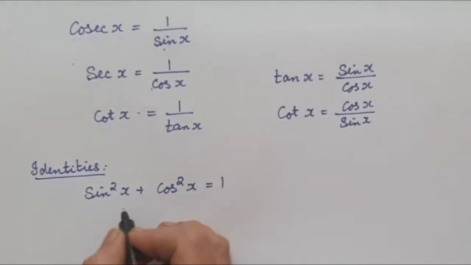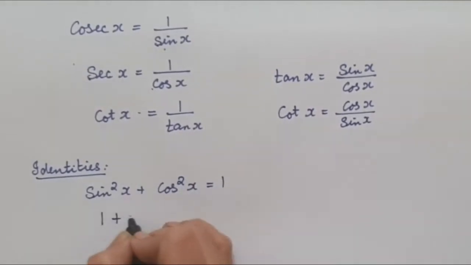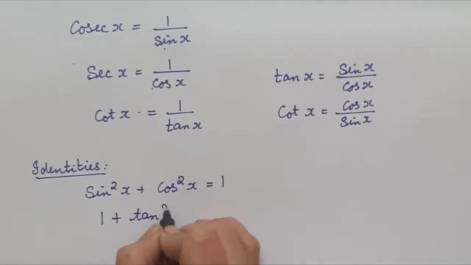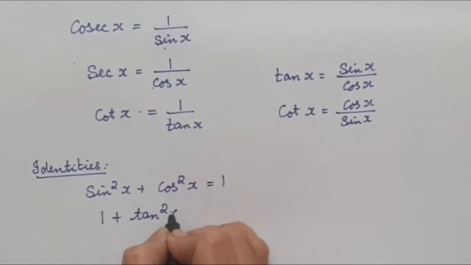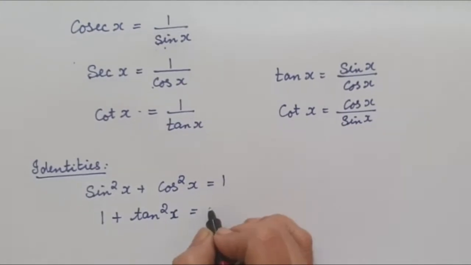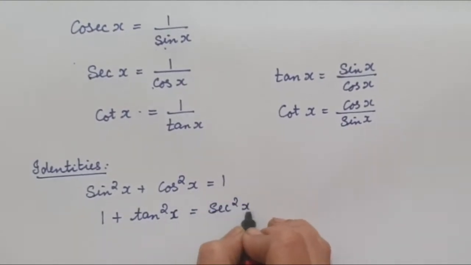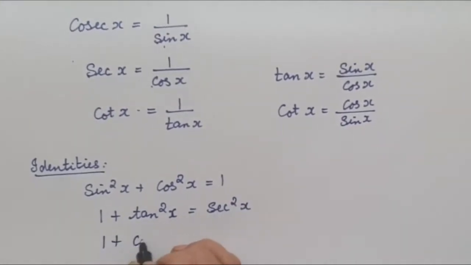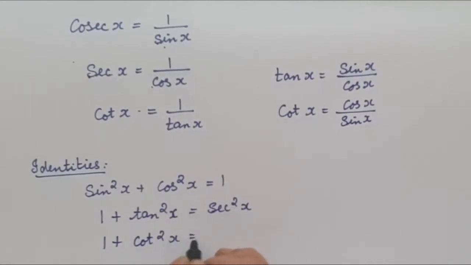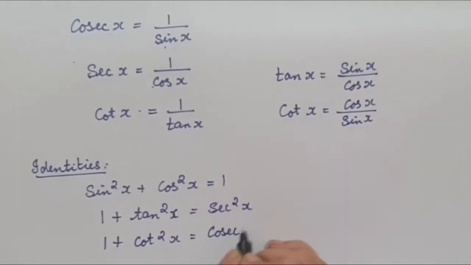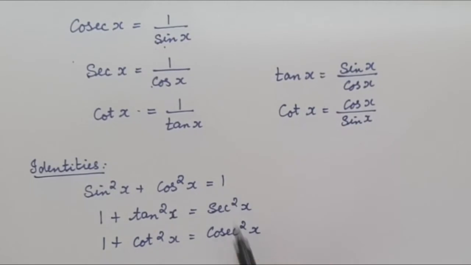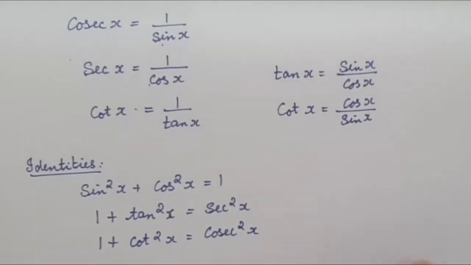Now we'll see some of the identities, that is sine square x plus cos square x equal to 1. In the same way, 1 plus tan square x will be equal to secant square x and 1 plus cot square x will be equal to cosecant square x. These are the three identities which we will be using in order to solve the questions.